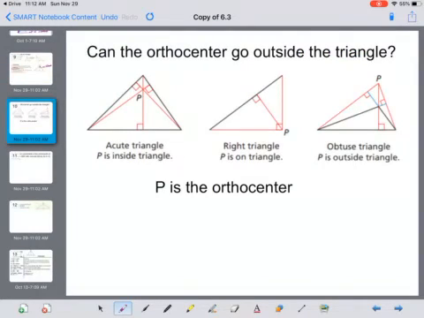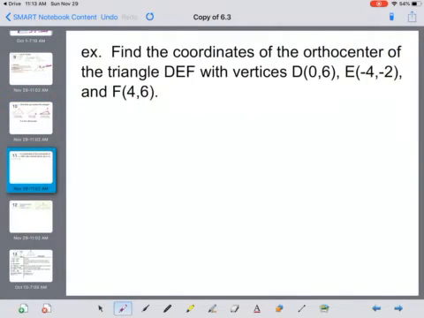So can the orthocenter go outside of the triangle? And the answer is yes. Because in an acute triangle, it's going to be inside. In a right triangle, it's going to be on that vertex. And in this triangle, remember, it's the black triangle we're looking at, P is outside of the triangle.